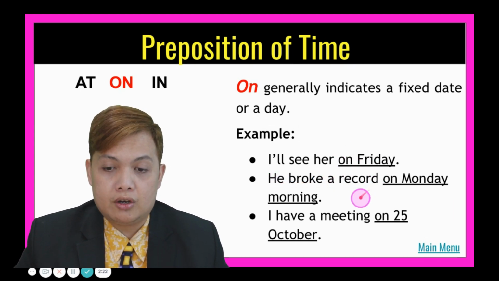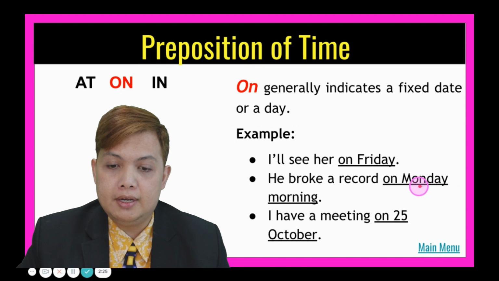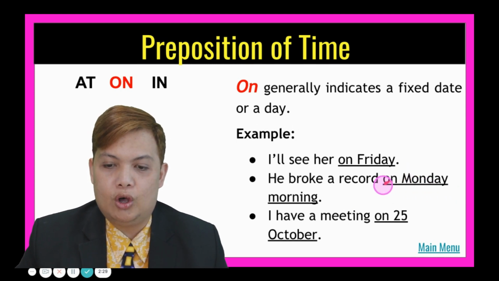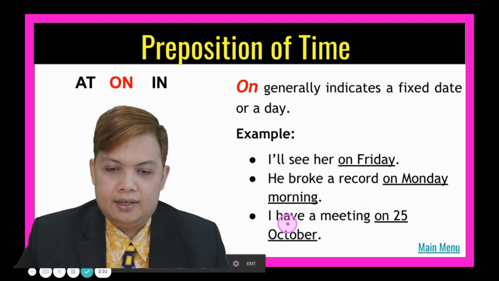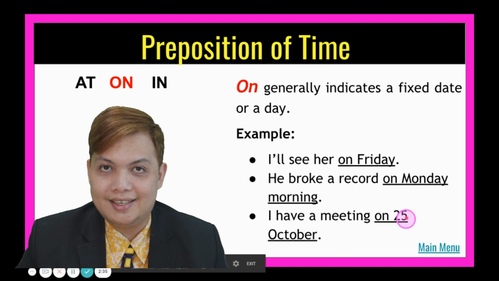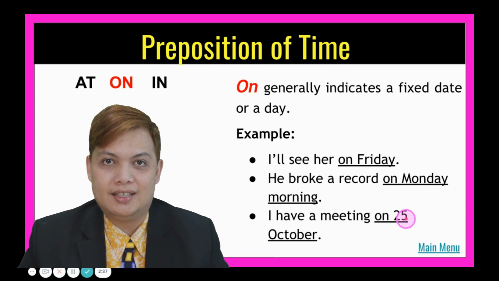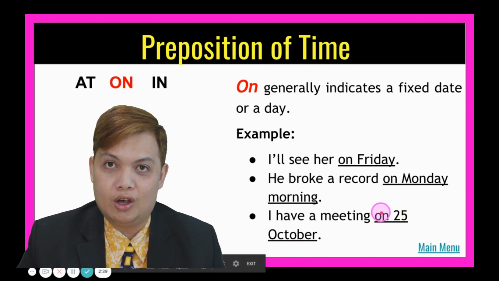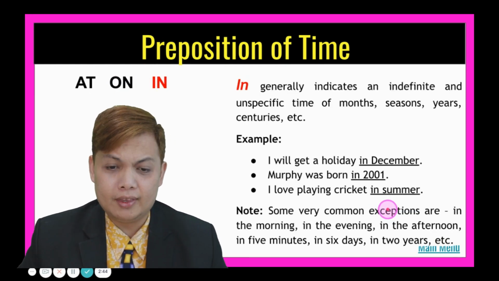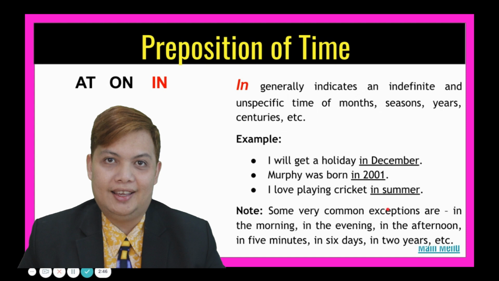He broke a record on Monday morning. Monday morning or Monday is a day, so we use on right over here. Next, I have a meeting on 25th October, so this is a specific date of the month, so we use on. So far so good? So let's move on. Now, let's take in.